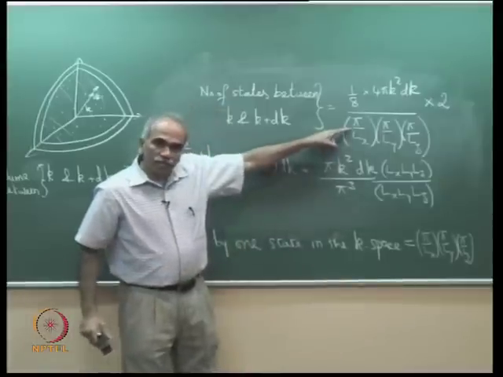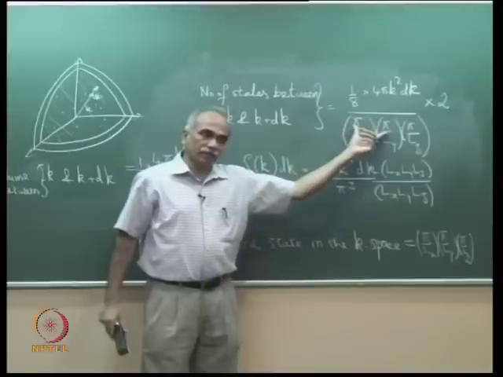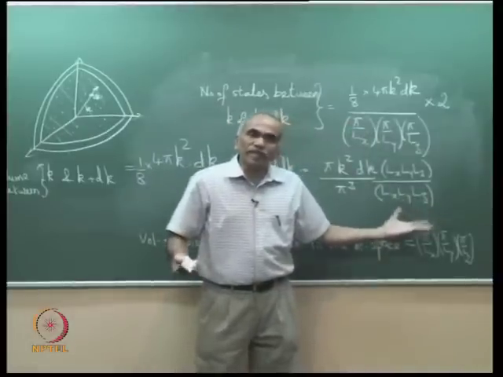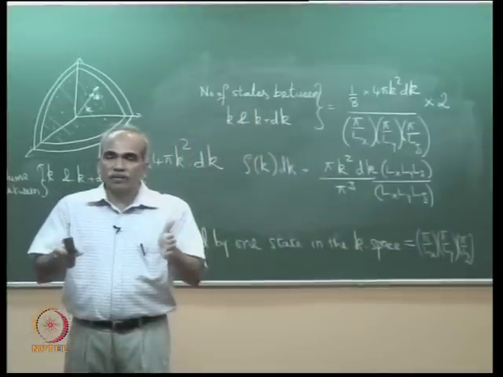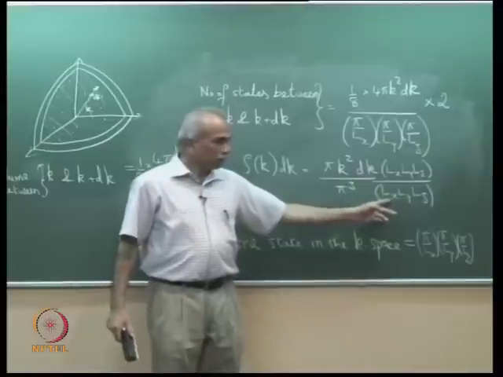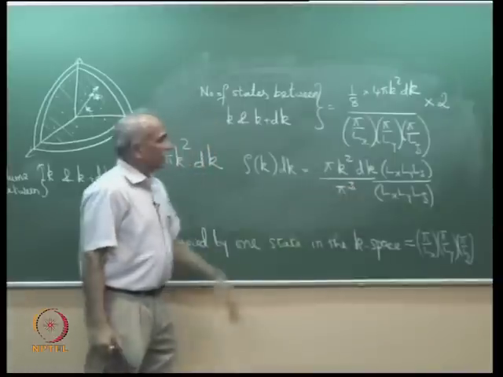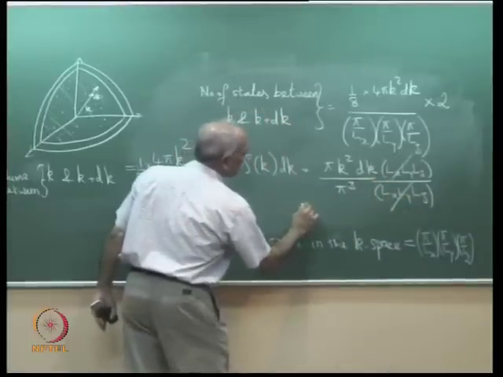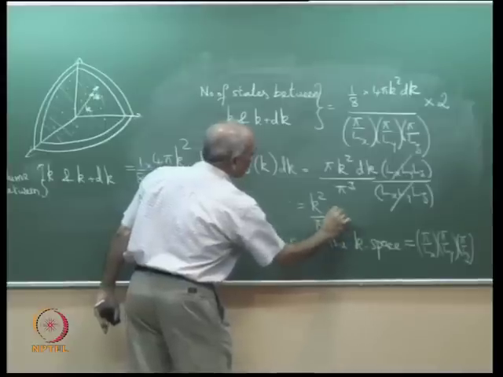Please see, this is the volume occupied by one state in the K space. This Lx, Ly, Lz is the physical volume. Lx, Ly into Lz is the volume of the material. For a material of dimension Lx, Ly, Lz, the actual volume is this. This was the volume in the K space. So this gives me the density of states. What is left is simply this, equal to k square by pi square into dk.